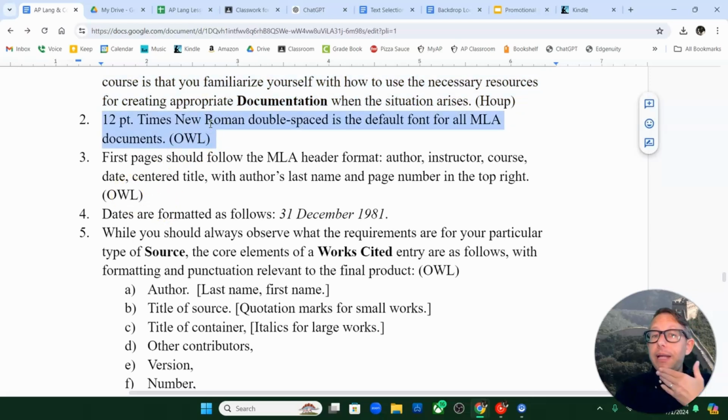So some things to keep in mind about MLA format. Remember, it should be in 12-point Times New Roman double-spaced for all things. All words on that page are 12-point Times New Roman double-spaced. So something to keep in mind on that front.